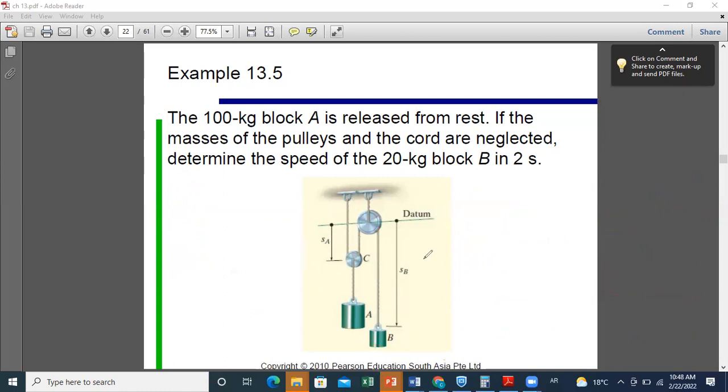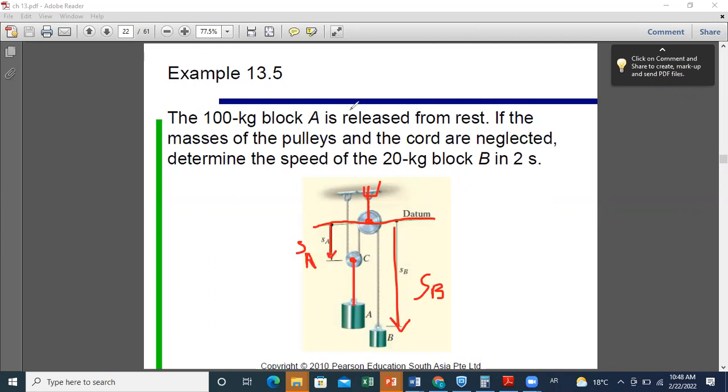Here it's relatively simple. You have block A and block B. This pulley center is fixed to the ceiling. So I can take, this is my reference line. B is moving vertically, so I need a coordinate for B. A is moving vertically, so I need a coordinate for A. But because center of pulley C is related to block A, it's enough to take one coordinate for both. I will call it SA.